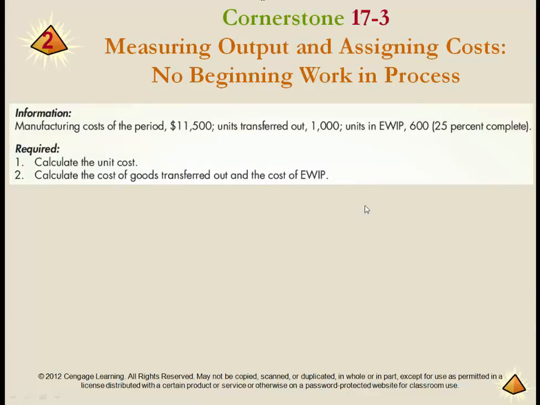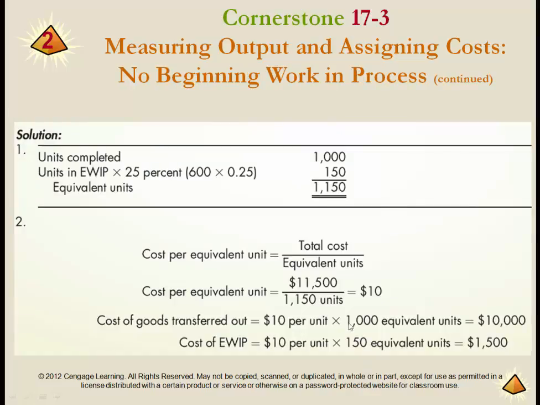Now that we have that, we can take a look at our total manufacturing cost, and this includes direct materials, direct labor, and overhead. And we're going to calculate our unit cost. We have 11,500, and we already calculated that we have 1,150 equivalent units of production. So we take the 11,500 divided by the 1,150, and it tells us our equivalent unit cost is $10.